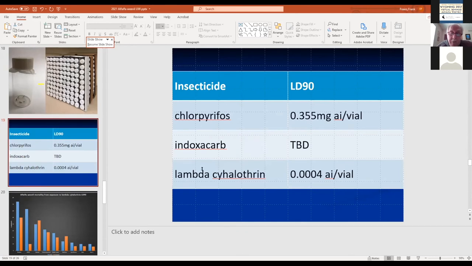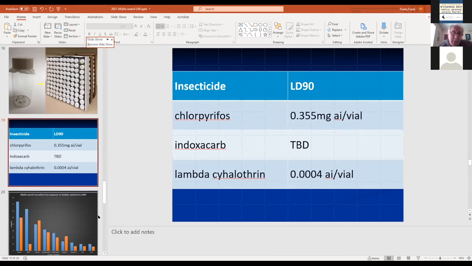Anyway, this is the one that we developed for lambda cyhalothrin, and this is the one for chlorpyrifos. And I wanted to point out that these were all measured from alfalfa weevils collected from our research farm north of Fort Collins, where based on efficacy data, we still have susceptible weevils.